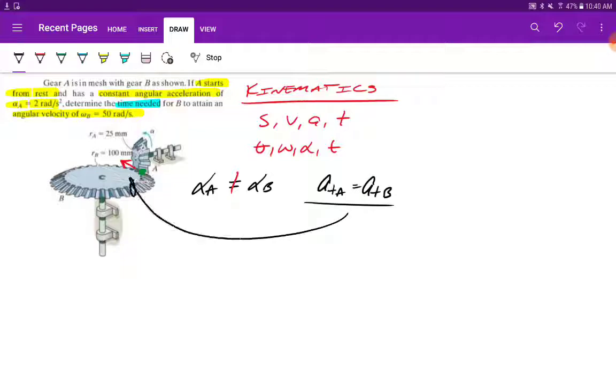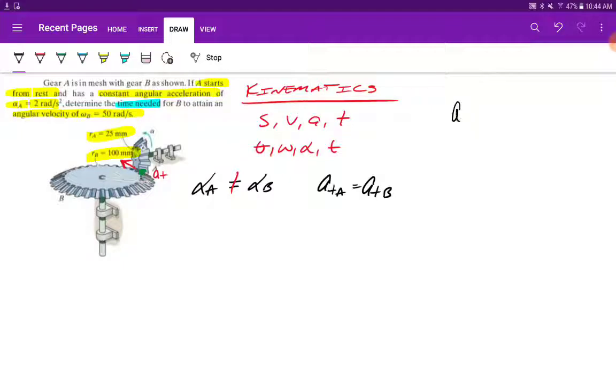So this whole idea exists for that little green dot. I'll just say a_T for the little red dot. So we know that. The thing is, though, we don't know the tangential acceleration of A or B. But it's okay, because we know the angular acceleration of A, which means we know the tangential acceleration of A. So all I have to do is use the definition of the tangential acceleration.